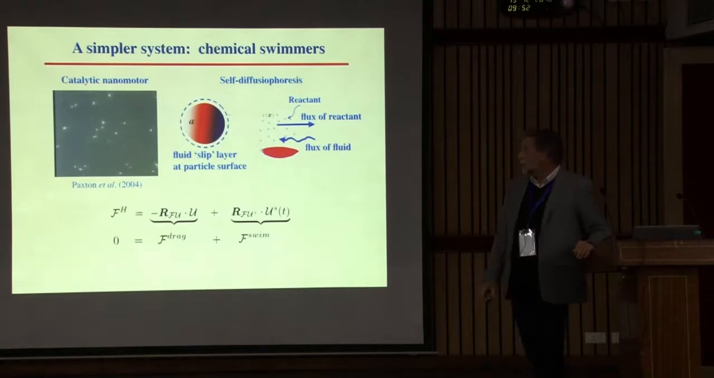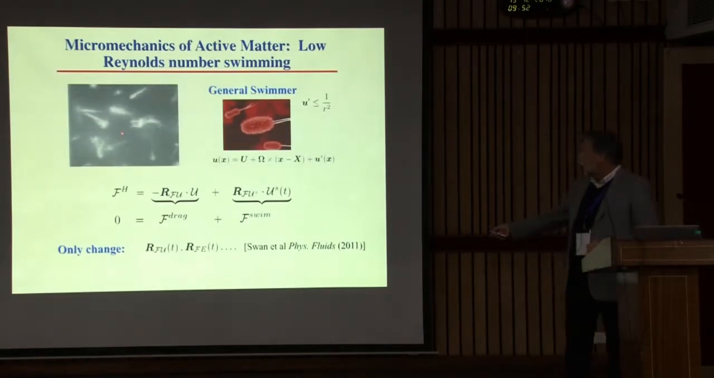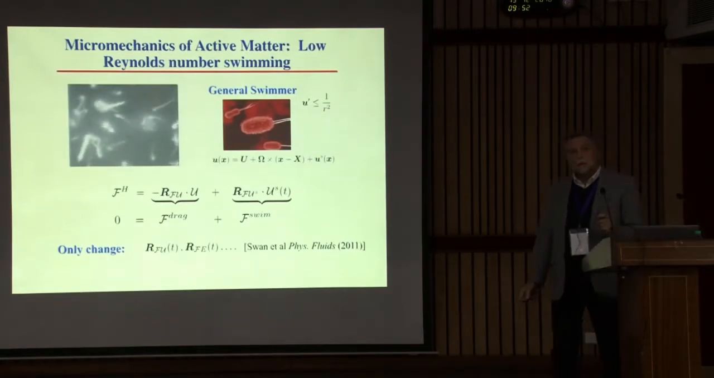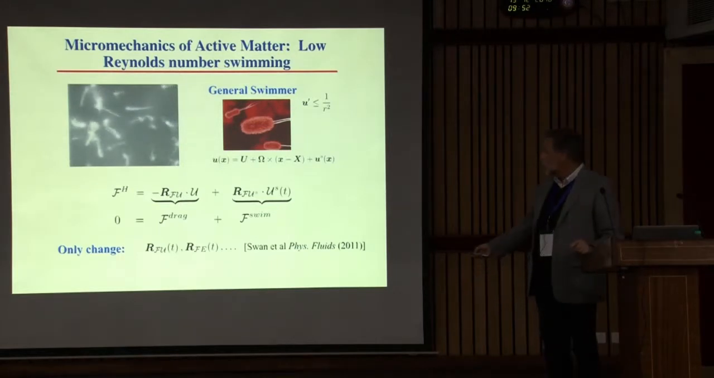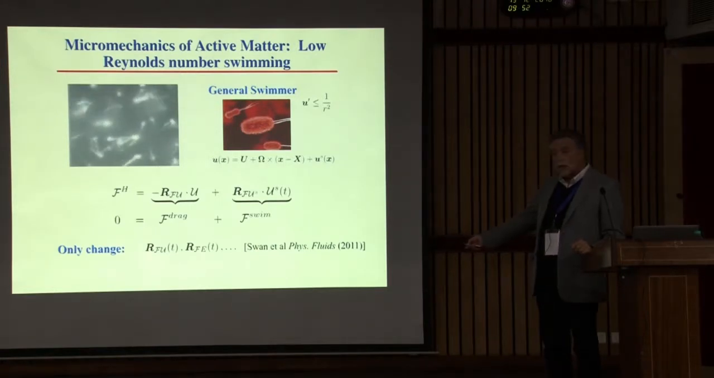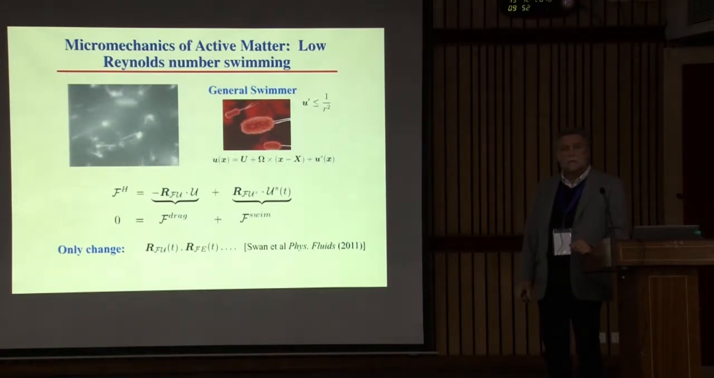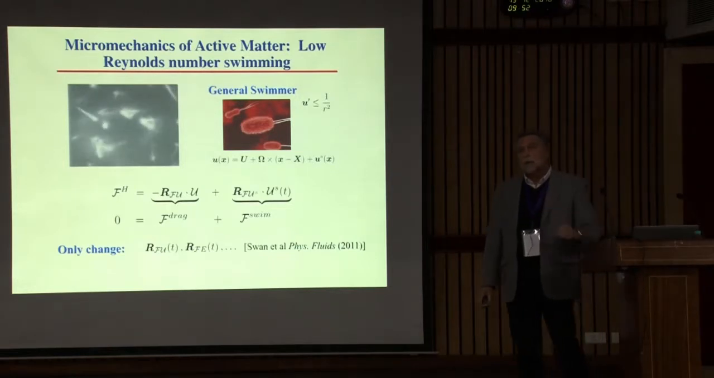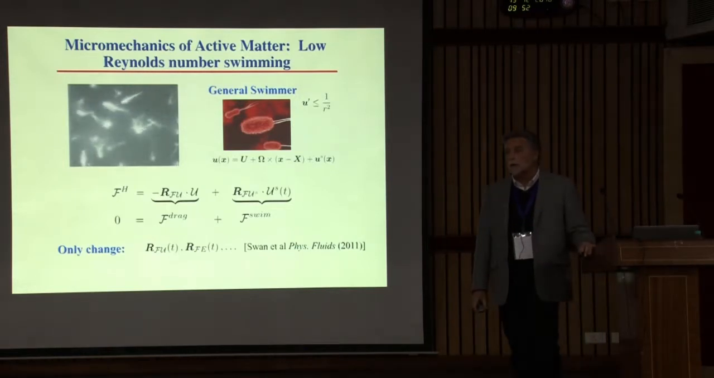You can even make more complicated ones. You can make ones like E. coli, and the mechanics is again the same. All that's changed are the hydrodynamic functions, which are functions of the instantaneous body geometry, but it's still always a balance of drag force and propulsive force. So any complicated microorganism can always be thought about this way for these microswimmers.